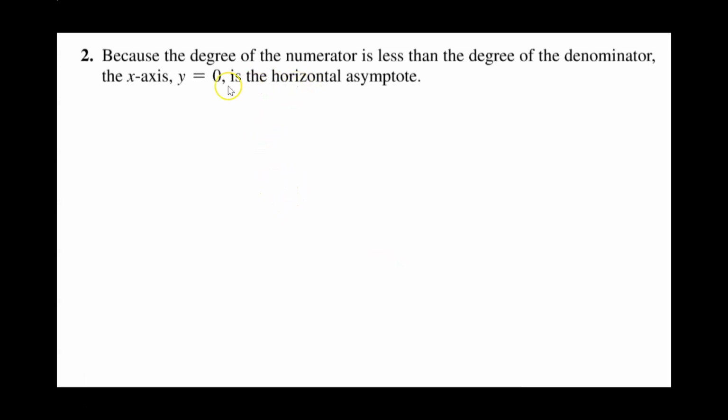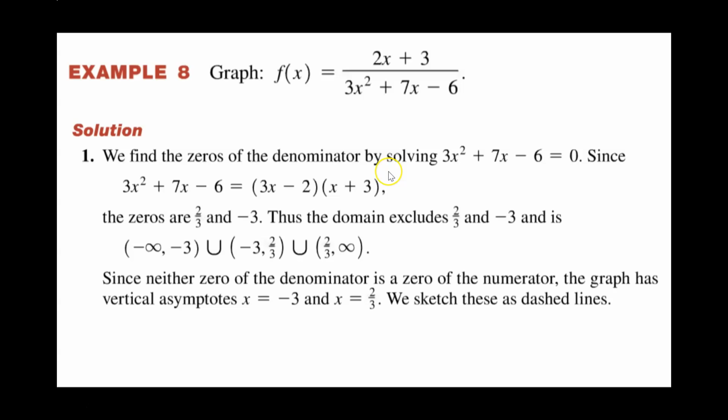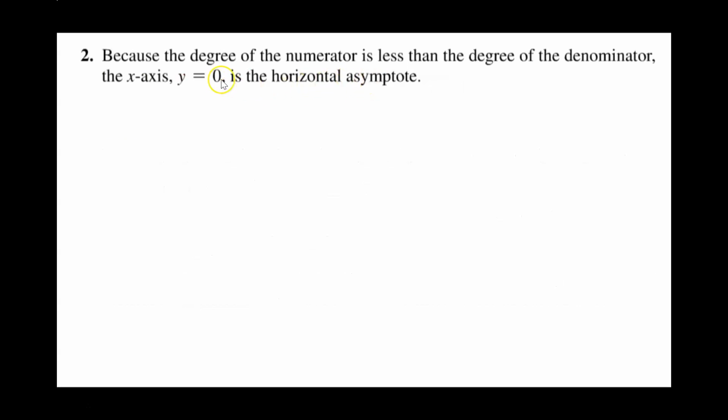Now for horizontal asymptote, why is the answer going to be y equals 0? Because if we look at the numerator, what is the degree of this one? It's going to be 1. Understood, 1 up here. What is the degree down here? 2. If the degree is smaller than the degree on the denominator, the answer for horizontal asymptote is always going to be y equals 0.